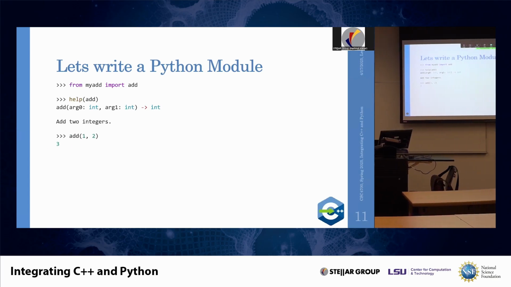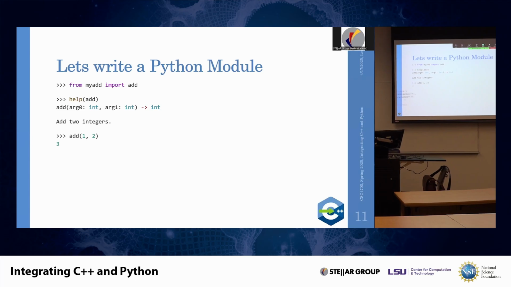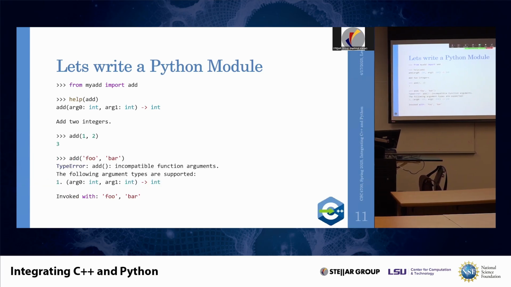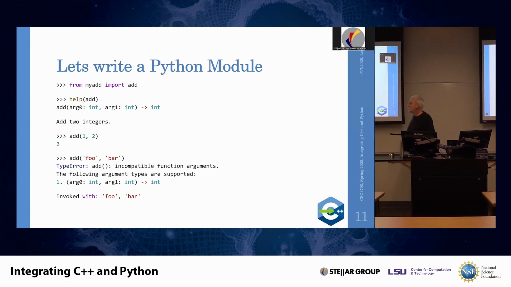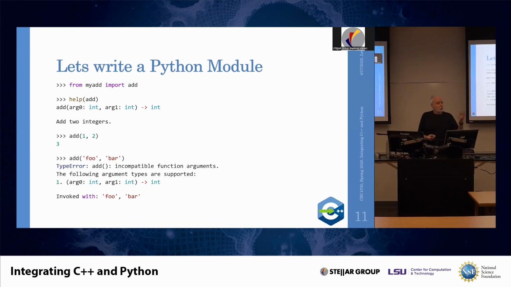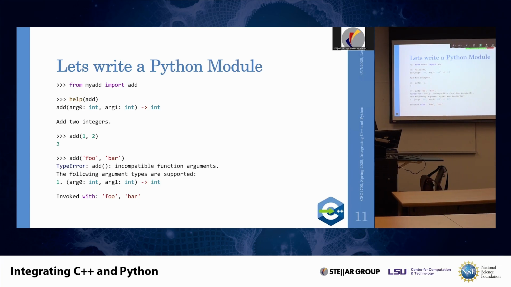Now let's add 2 numbers. Well, 1 plus 2 is 3. And when I try adding a string with another string, I get an error message which is quite descriptive, saying incompatible function arguments, the following argument types are supported, and invoked with two arguments. So you get nice error messages as well from your bindings. And all of that with 3 lines of code. So it's great. Okay? So you already see where all of this is going.